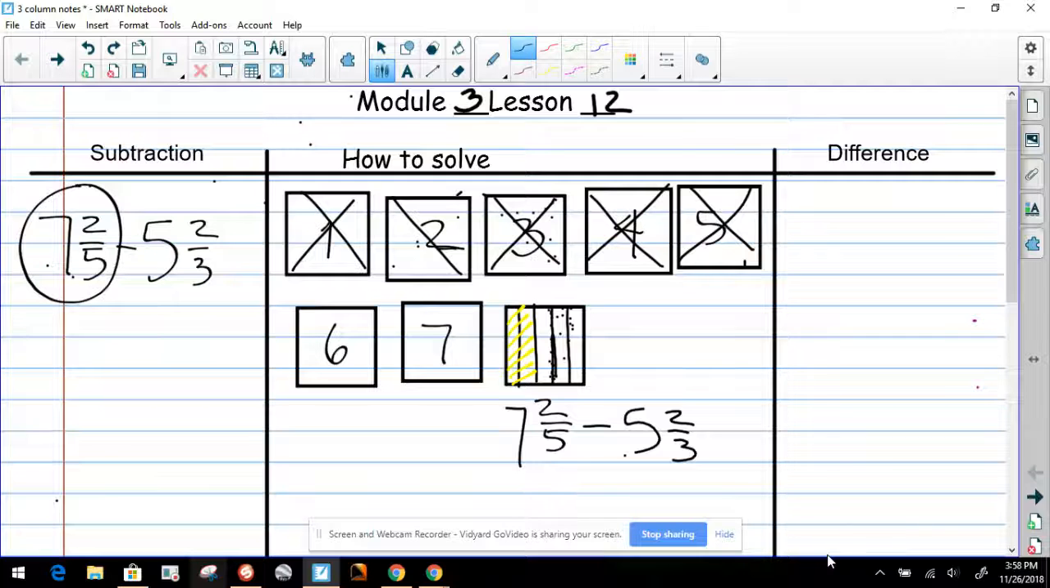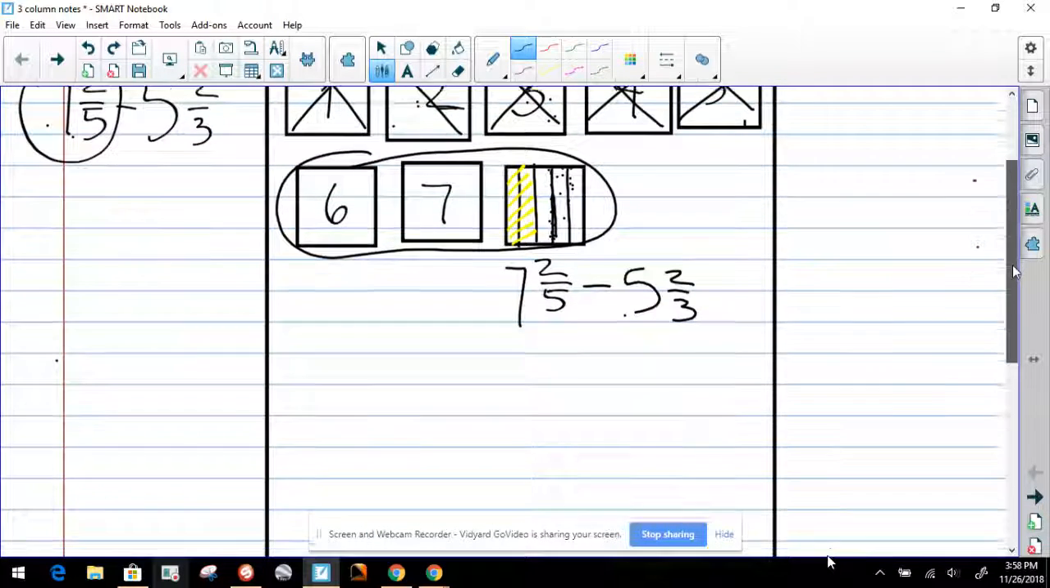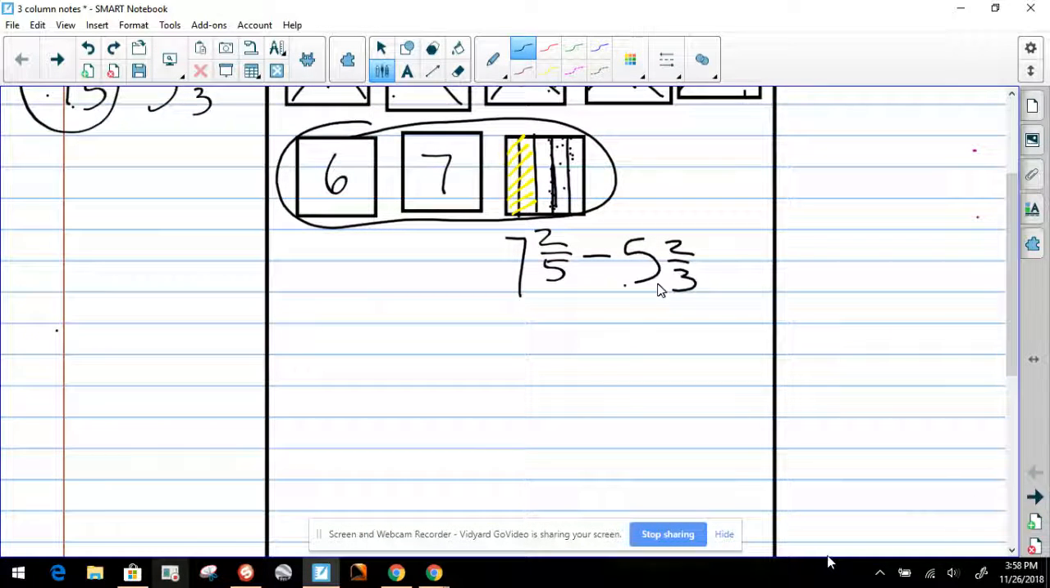So now we have a remainder. Here's the remainder. A remainder is going to be this right here. So let's rewrite this based on what was left. So take away 5 from 7. We have a remainder of 2 with the same fraction. And now over here, we only have this left, which is 2/3.